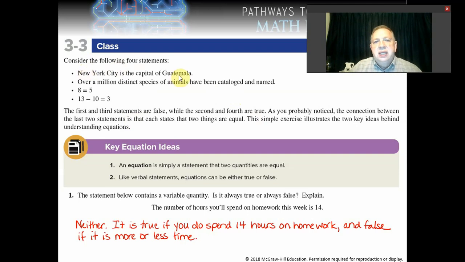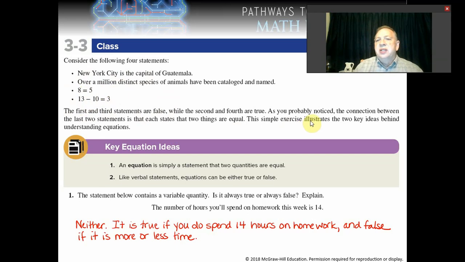New York City is the capital of Guatemala. Over 1 million distinct species of animals have been cataloged and named. 8 is equal to 5. 13 minus 10 is equal to 3. So the first and third statements are false. New York City is clearly not the capital of Guatemala. 8 is not equal to 5. So we say that these statements, even though we made a statement, can be either true or false. 13 minus 10, we did the subtraction, 3, and 3 is equal to 3.